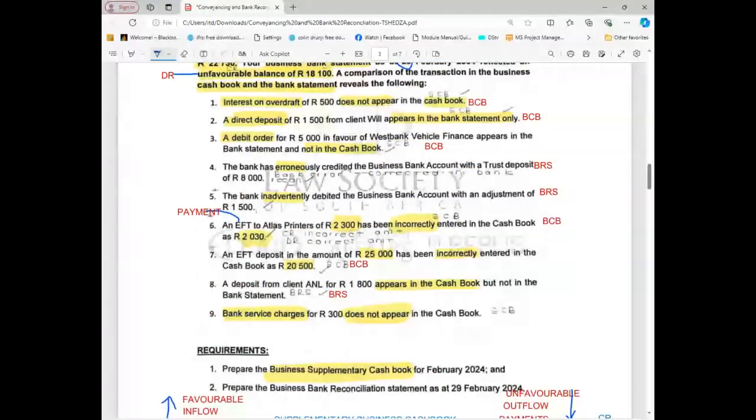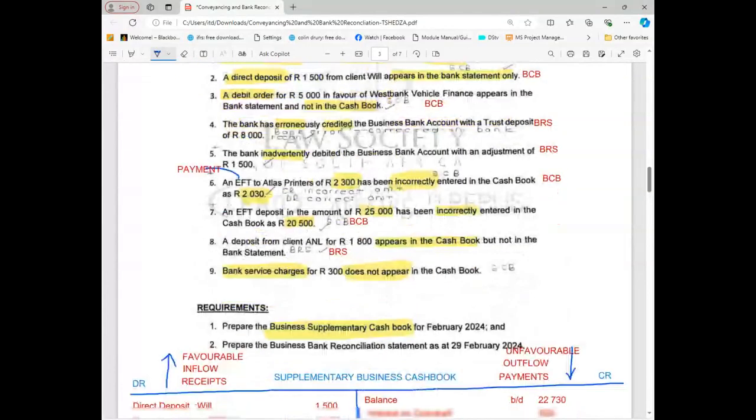The bank credited us by what? By mistake. Is it the bank credited us by mistake? Did they give us money or did they take our money? They gave us money by mistake. They gave us 8,000. I like this because when they made a mistake by crediting us, how can I correct it? I just do the opposite. How will I do it? Will I debit or credit? You will debit because it was credited already.